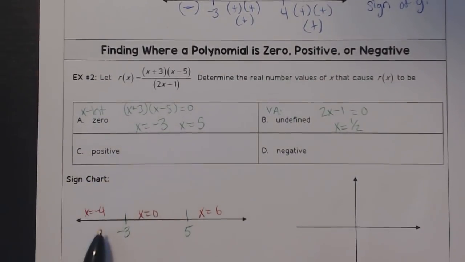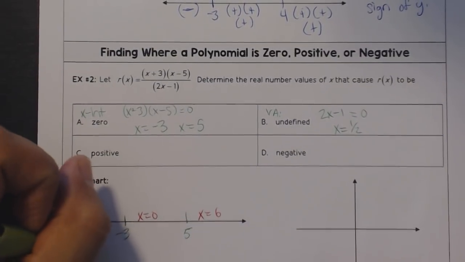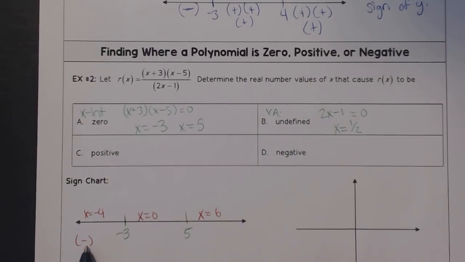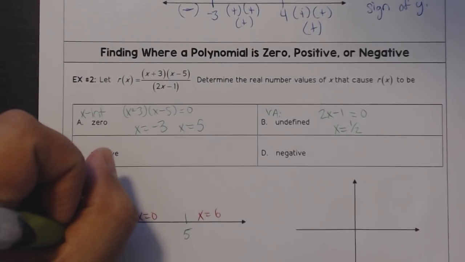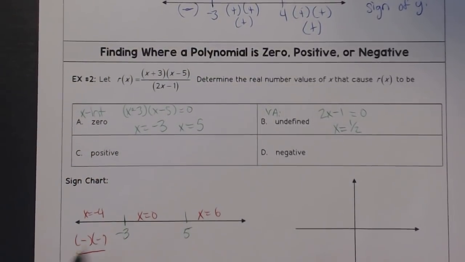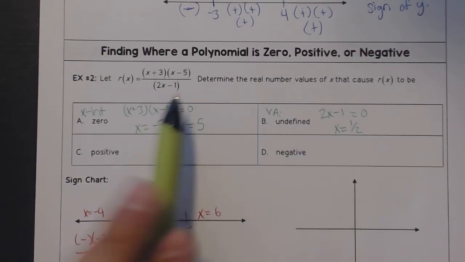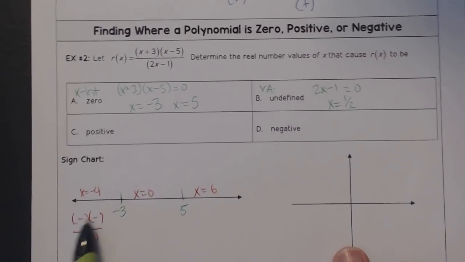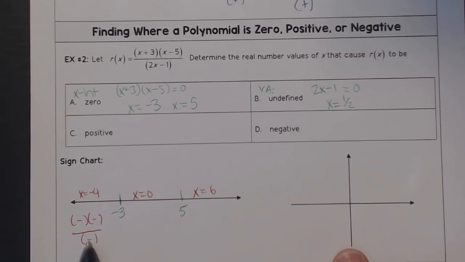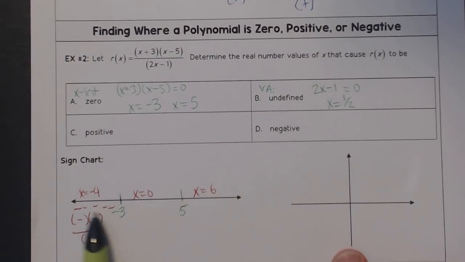Well, if I plug in negative 4 plus 3, I know I'm going to get a negative, because negative 4 plus 3 gives me negative 1. Negative 4 minus 5, that gets me another negative. That's going to all be divided by negative 4 times 2, which is negative 8, minus 1, that's another negative. So what happens here is, remember, a negative and a negative equals a positive, but then I get a positive over a negative, so I'm just going to get nothing but negatives on this part of the graph. So I'm going to put negative signs below my x equals negative 4.